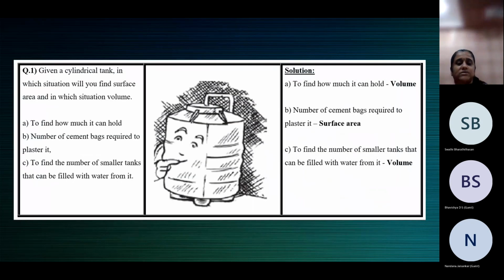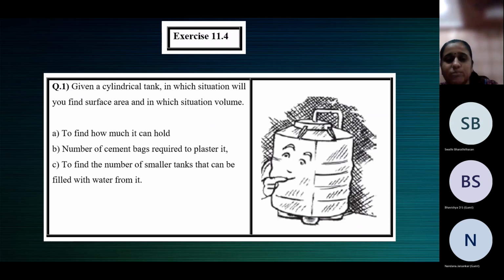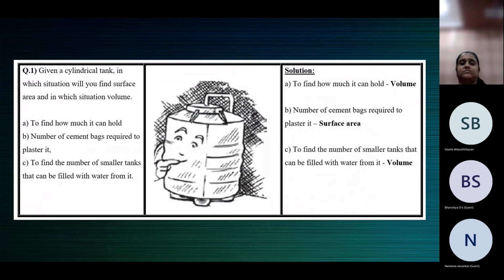Yeah. Please take down this. So this is the first question in the exercise. This is exercise 11.4. Now please write down this, children.